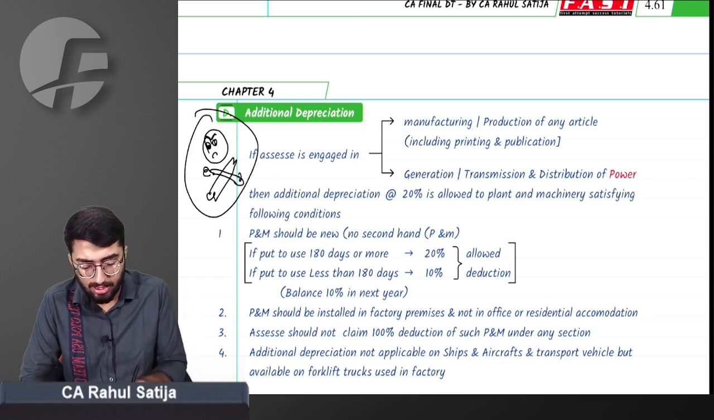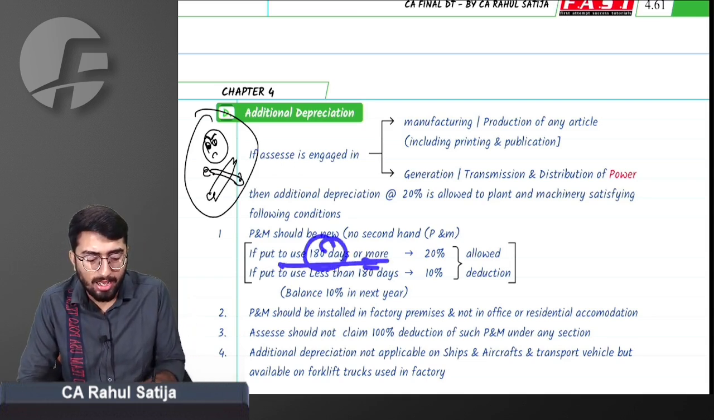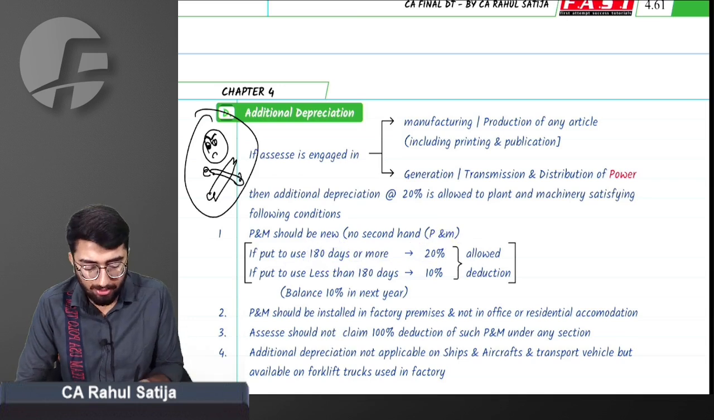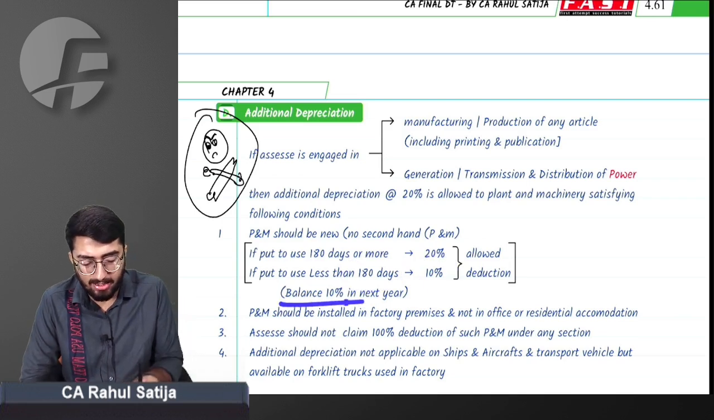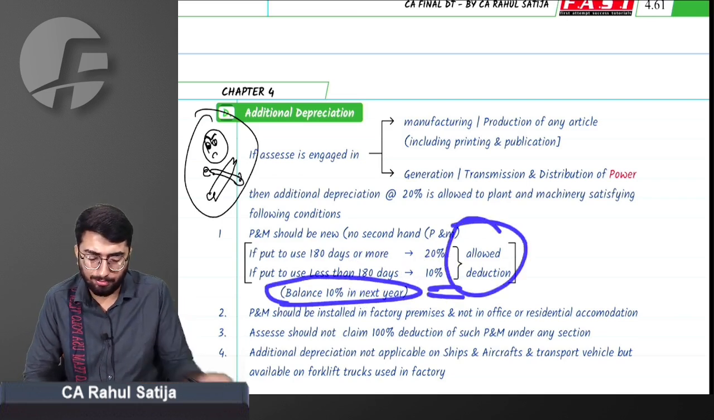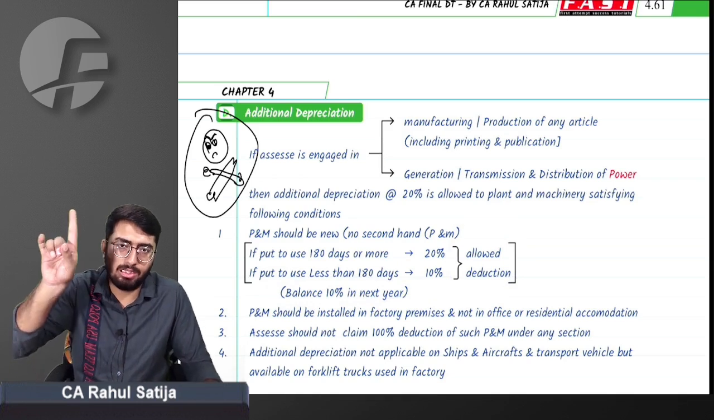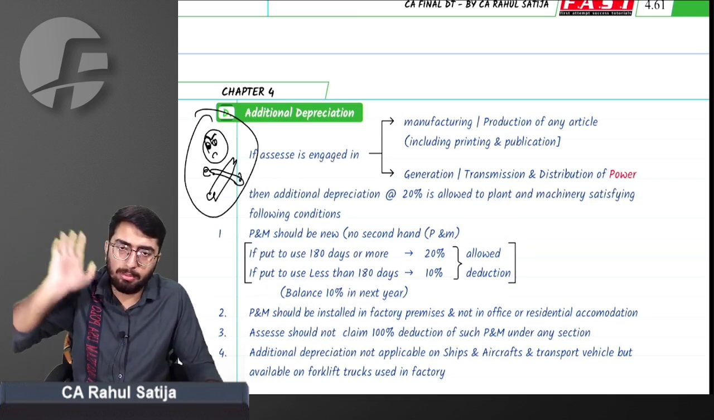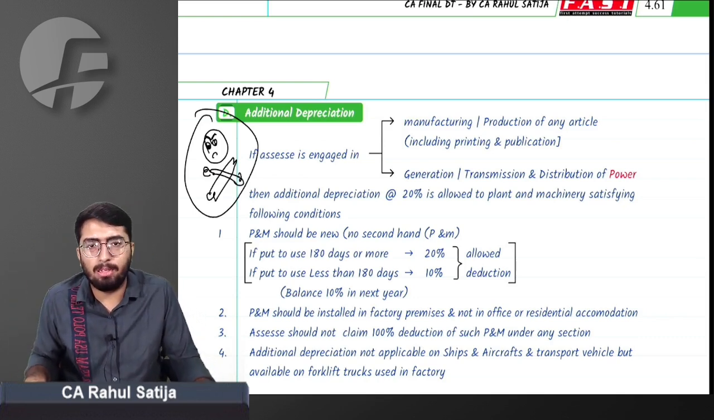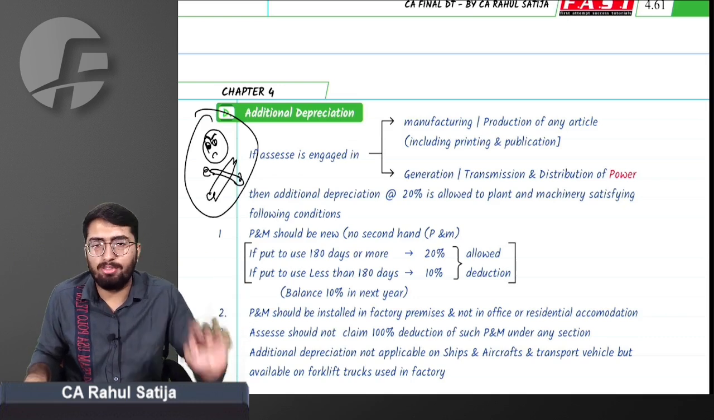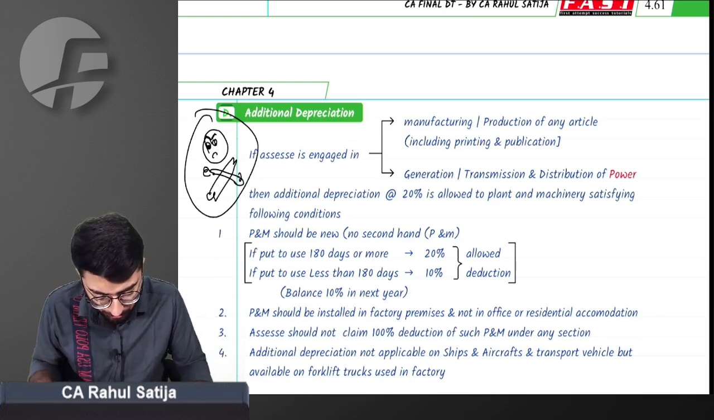Second, if plant and machinery is put to use for 180 days or more, then the complete 20% depreciation will apply. But if it is put to use for less than 180 days, only half rate, that is 10%, will be allowed, and the balance 10% will be allowed in the next year.